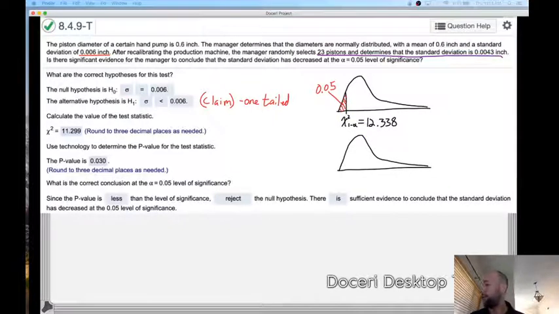And so we see here that this test statistic, whoa, Artemis, crazy kitty.